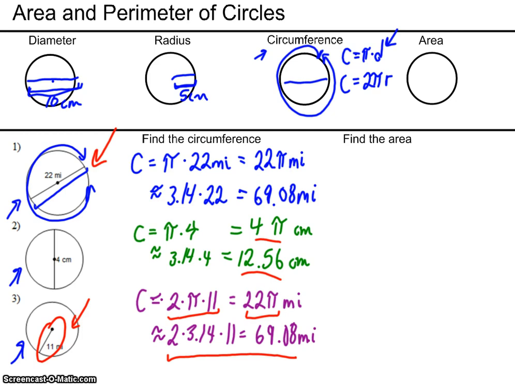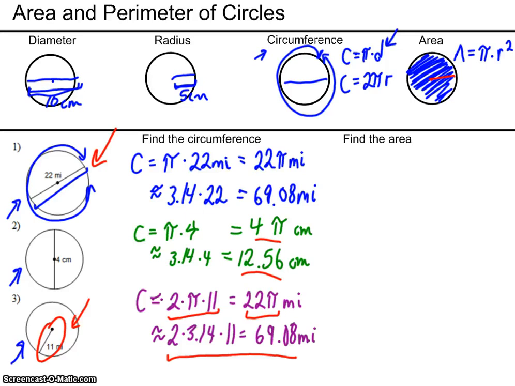Now area is a measurement of the space on the inside of a circle, just like this, right? Now the formula we have for the area of a circle is pi, and that 3.14 number, times the length of the radius squared. So that's the radius times itself. Now remember, we're dealing with the radius here, not the diameter. So that'll be the length from the center of the circle to the edge.